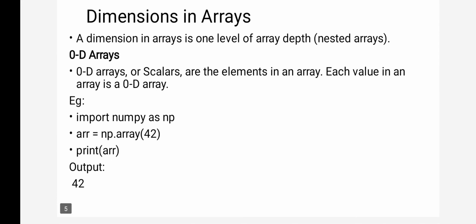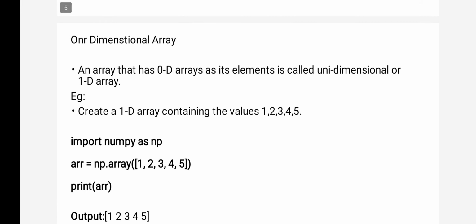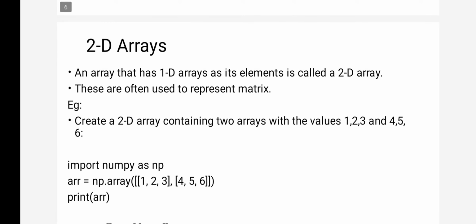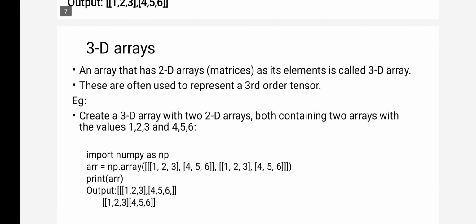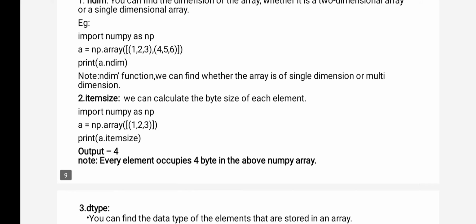The different dimensions I have also explained. If it is a single element, it is a one-dimensional array. If it is more than one element, that is also a one-dimensional array. If it has a number of one-dimensional arrays as elements, then it is called a two-dimensional array. A three-dimensional array is a collection of two-dimensional arrays. Next, I explained different operations.